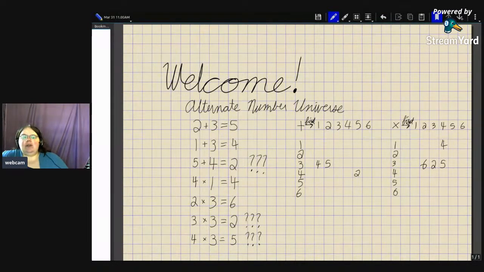Okay, so I want to do a couple more things in our alternate number universe. So if you've got a preference as to which one I do, feel free to put it in the comments right now. Okay, so no one's shouting out a preference, so I guess I'll pick.